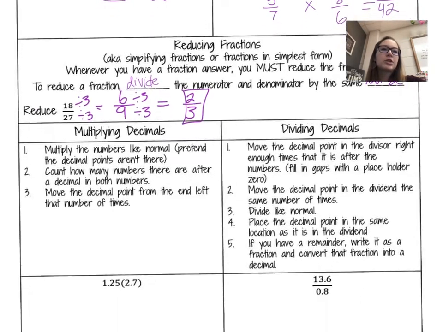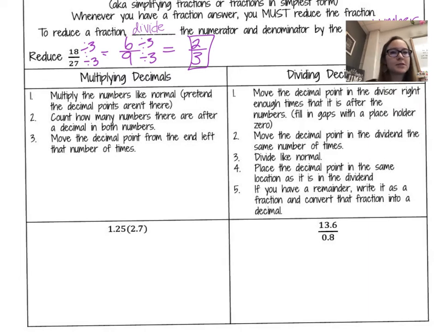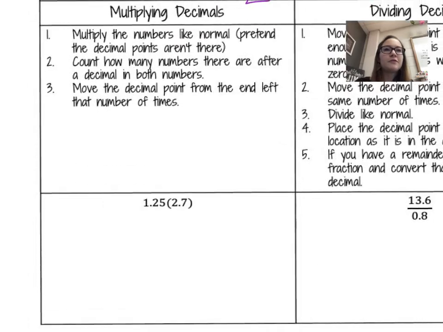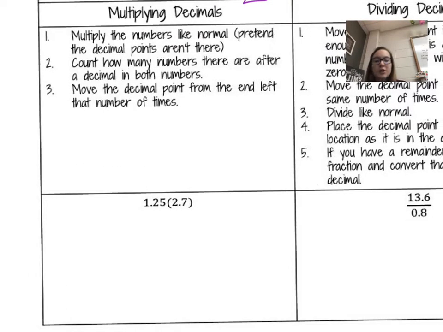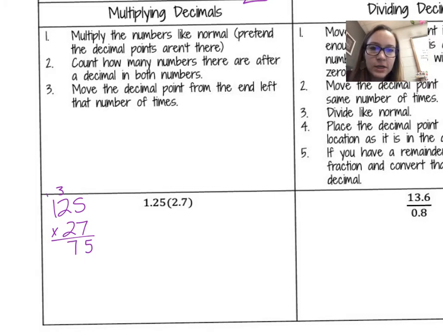Okay, so decimals, a few more steps, okay? So to multiply decimals, like 1.25 times 2.7, you're going to pretend like the decimal points aren't even there. And you're just going to multiply like normal. So 125 times 27. 7 times 5 is 35. Carry the 3. 2 times 7 is 14, plus 3 is 17. Carry the 1. 7 times 1 is 7, plus 1 is 8. I'm going to cross those carryovers off because I already used them.